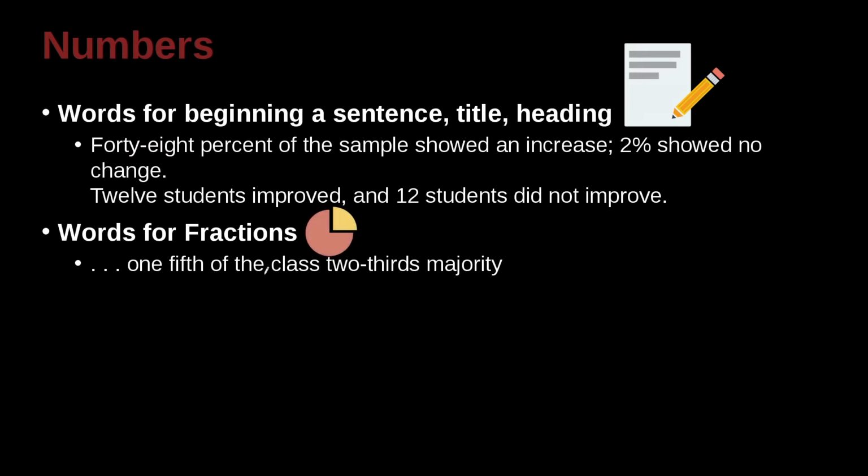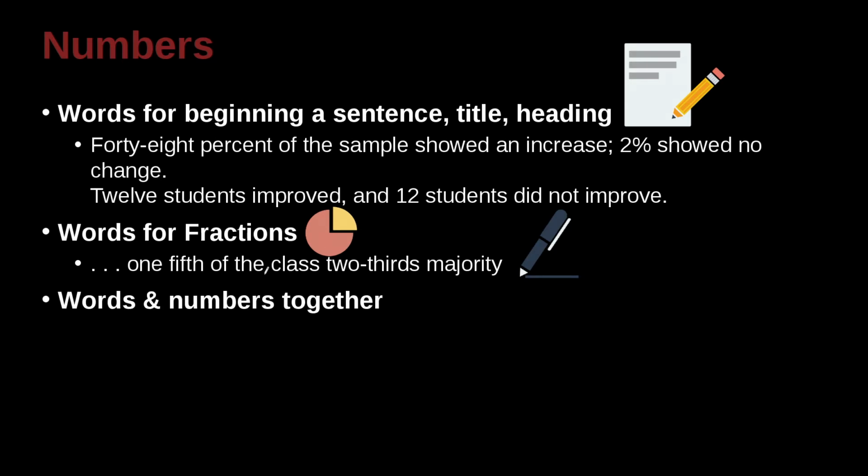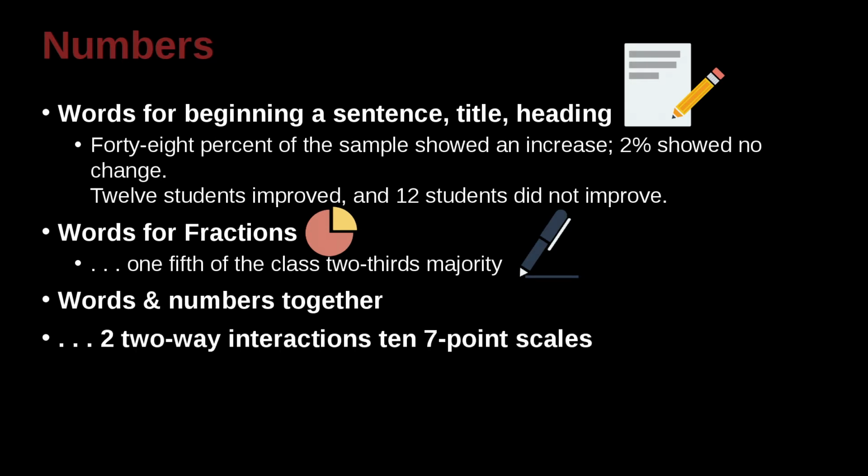If you're writing fractions such as 1/5, 2/3, then you need to spell it out. And if you have words and numbers together, then you can follow this example: 2 two-way interactions, 10 7-point scales. So in this case here, we're going to say 2 of those. Now here we have 2 is less than 10, right? So we're thinking, hey, less than 10, you should spell it out.